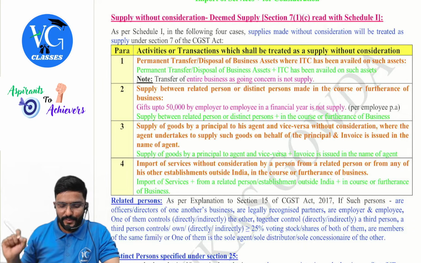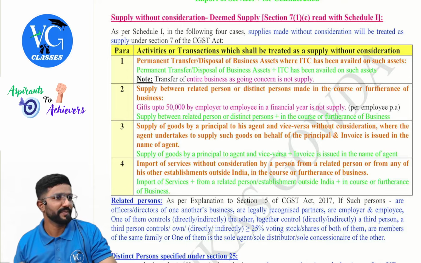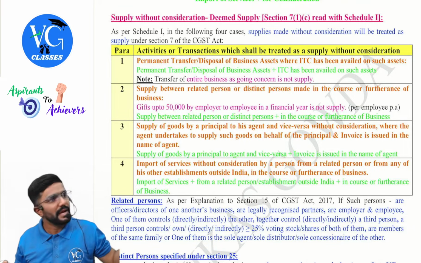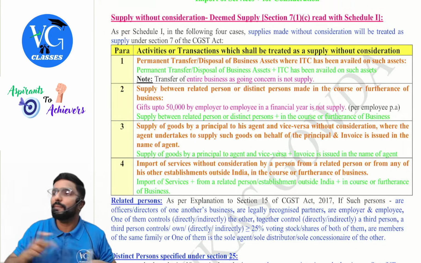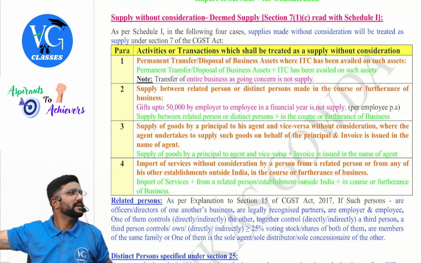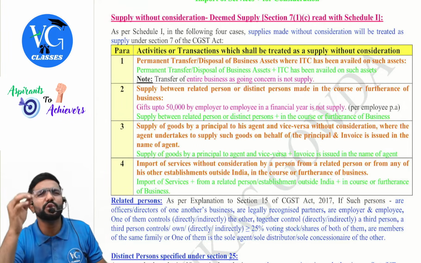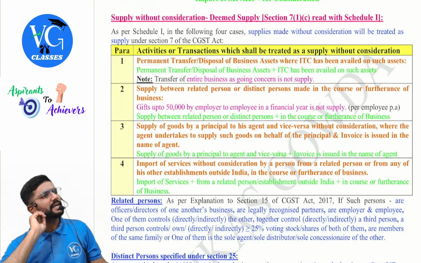Permanent transfer or disposal of business assets where ITC has been availed on such assets. Sir, I had purchased an asset to use it in my business. I had paid input tax on it. I have claimed input tax credit. Now I am giving this asset free of cost, or I am just putting it for scrap without any value. Is it a supply? Yes, it is a supply.